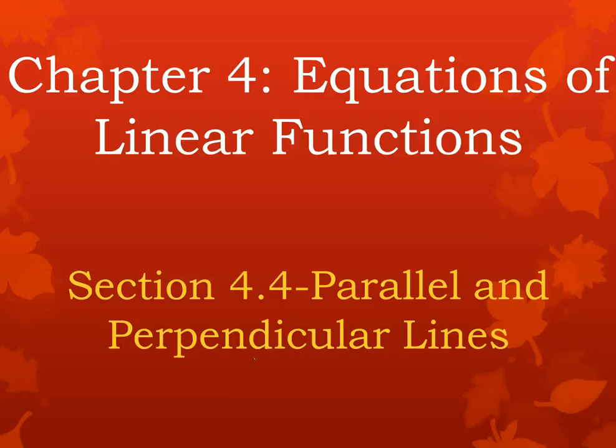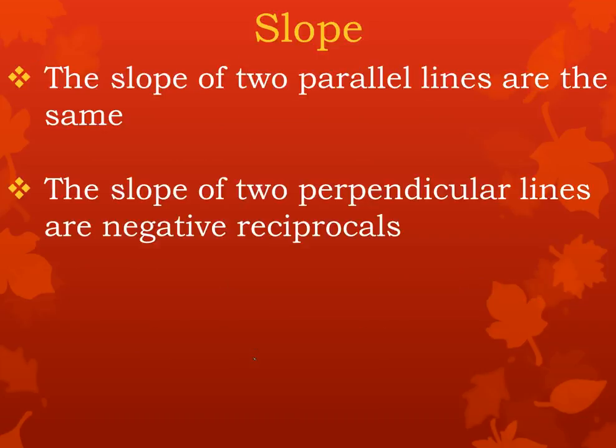Alright, so today we're going to continue our conversation on writing equations with lines, but now we're going to talk about parallel and perpendicular lines. So, the slope of two parallel lines are always going to be the same. For example, the slope of one line is 3, the parallel line would also be 3.